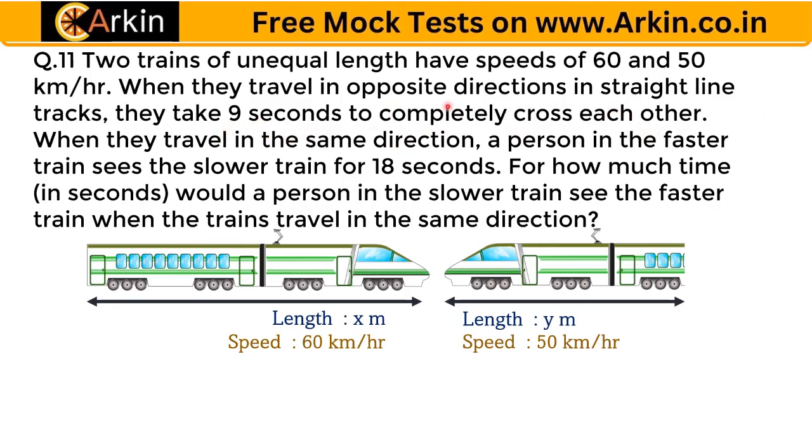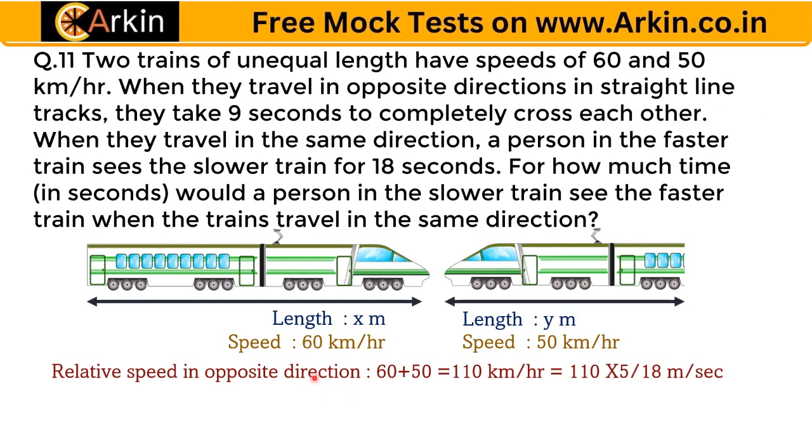When they are traveling in opposite directions, the relative speed will be the sum of both the speeds. So it will be 60 plus 50, that is 110 km per hour. And we need to change it into meter per second, so we'll multiply by 5 by 18. They take 9 seconds to completely cross each other. So time is 9 seconds.